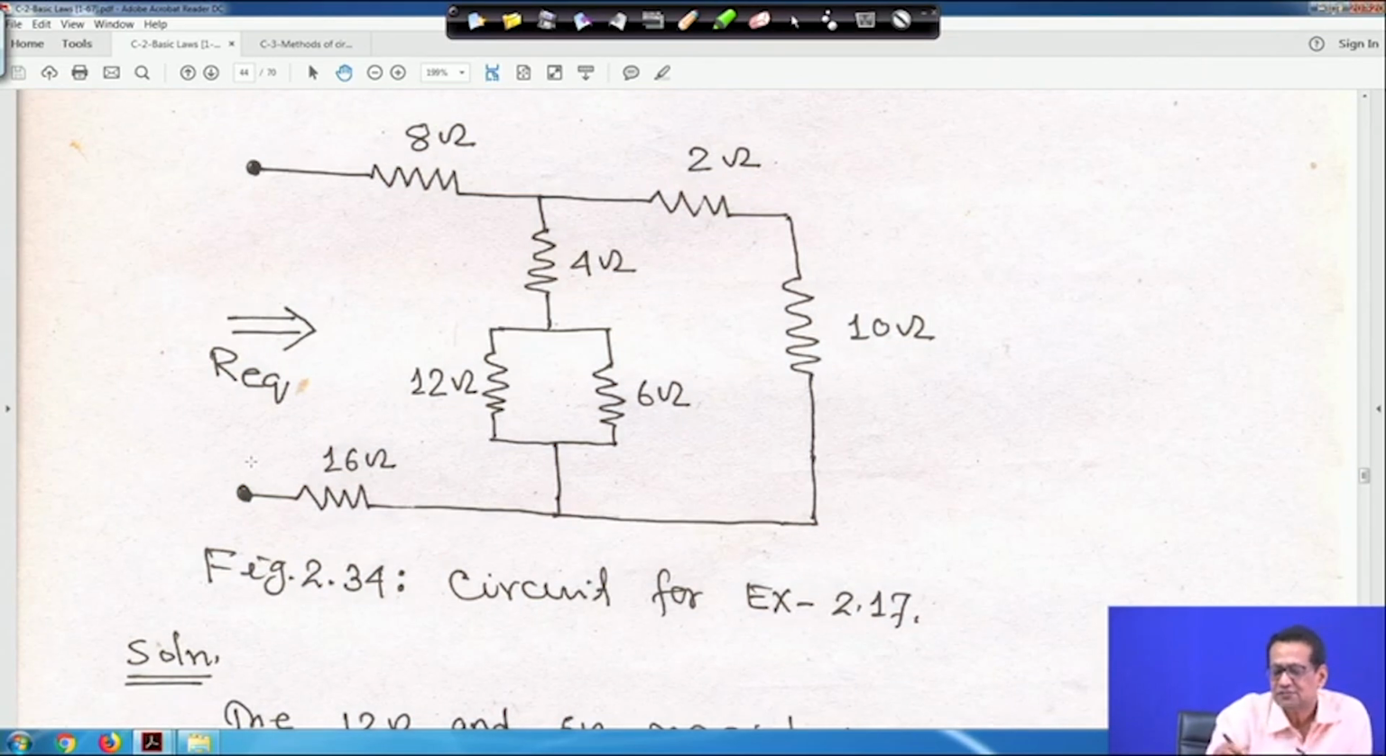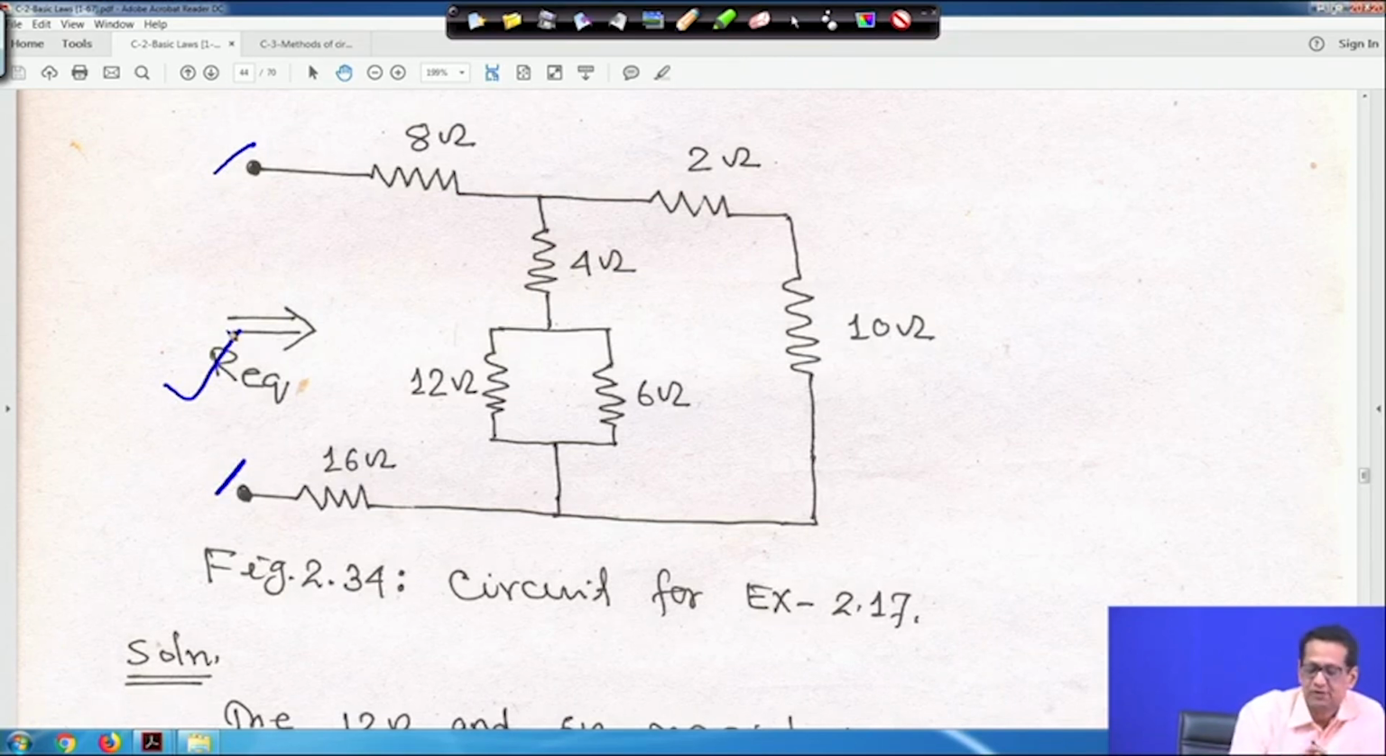That means, suppose Req, you have to find out across this, what is the equivalent resistance across this terminal, this is your Req. You have to find it out looking from left to right. So how will we do it? Let me clean it.